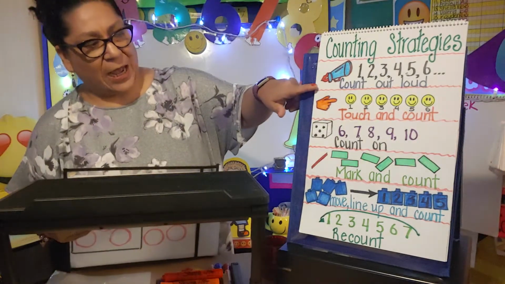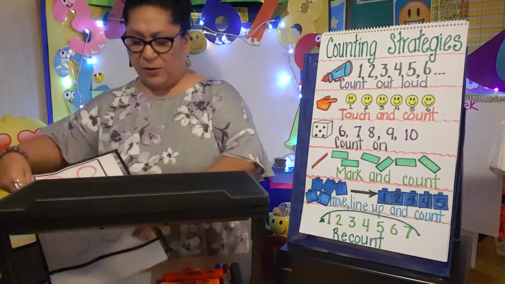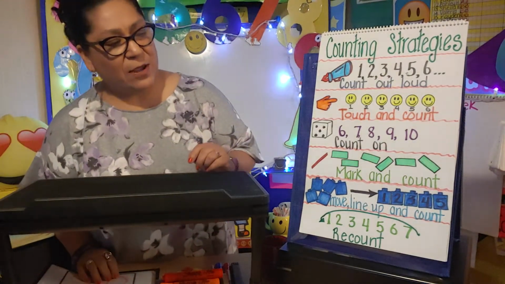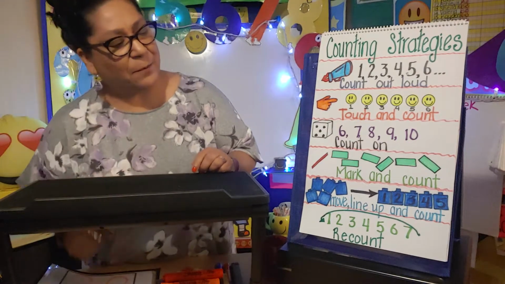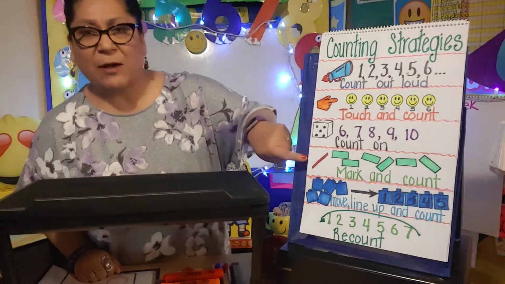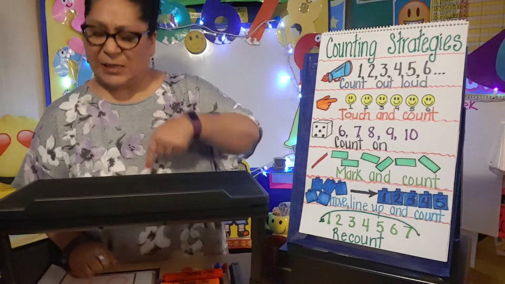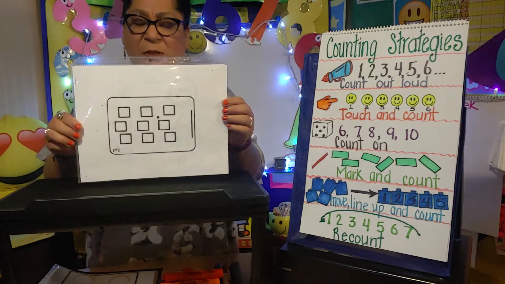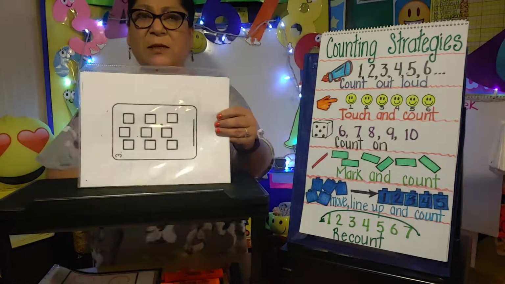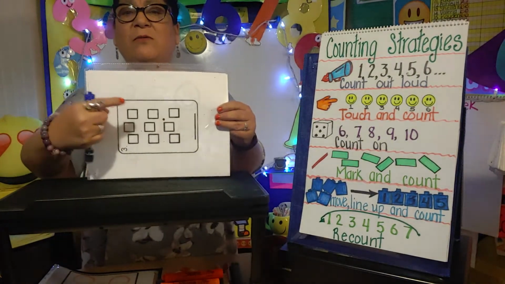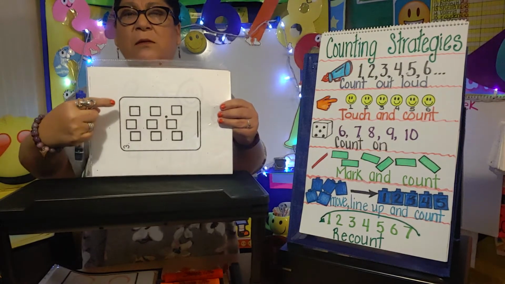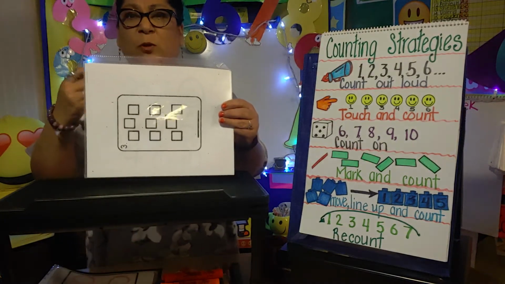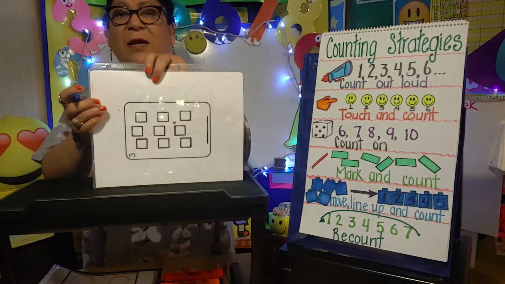So we did count out loud when you were counting the markers, touch and count when you were counting the chips, and then you have count on, adding on. Now, mark and count. There's a slanted line right there. If you're presented with something like this, sometimes when we count, we go 1, 2, 3, 4, 5, 6, 7, and 1, 2. We get lost.